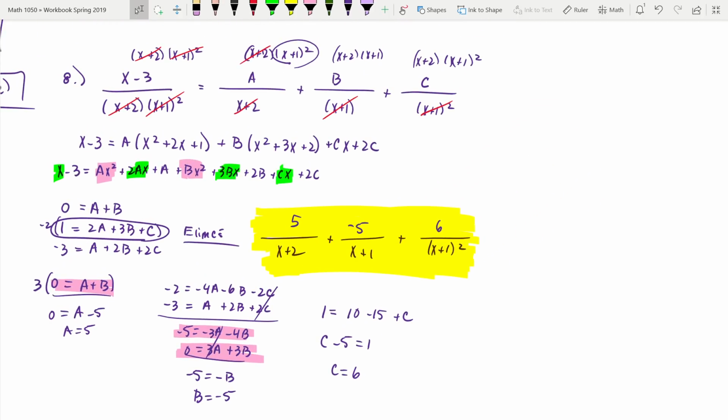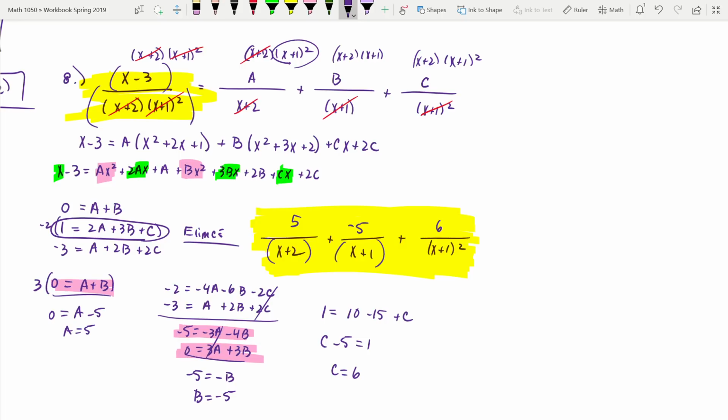So to check this, you would take your original problem right here. You would have to add parentheses when you put it in, okay? And then you would take this guy, adding parentheses around those two, store a value of x in, and make sure that the original and your answer are the same. When you store these in, you cannot use a negative 1 or a negative 2 because those are restrictions, okay?